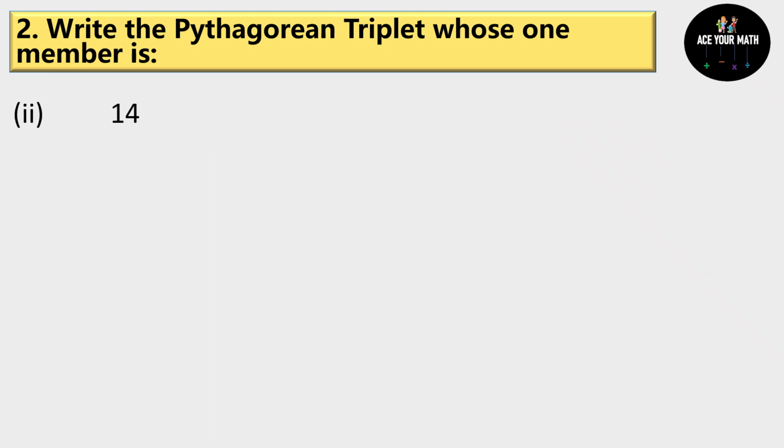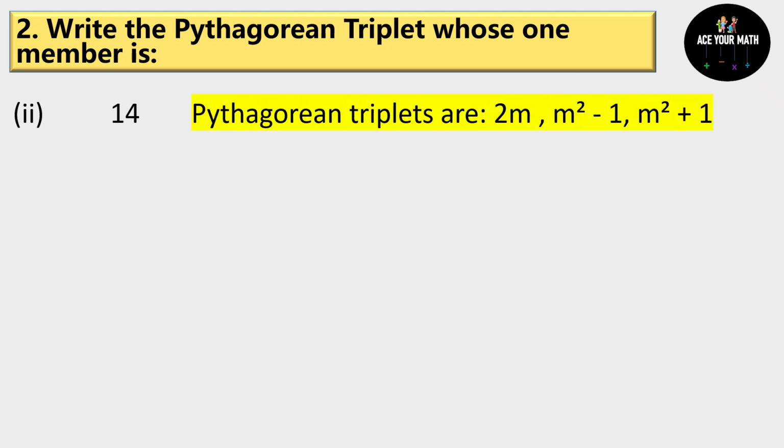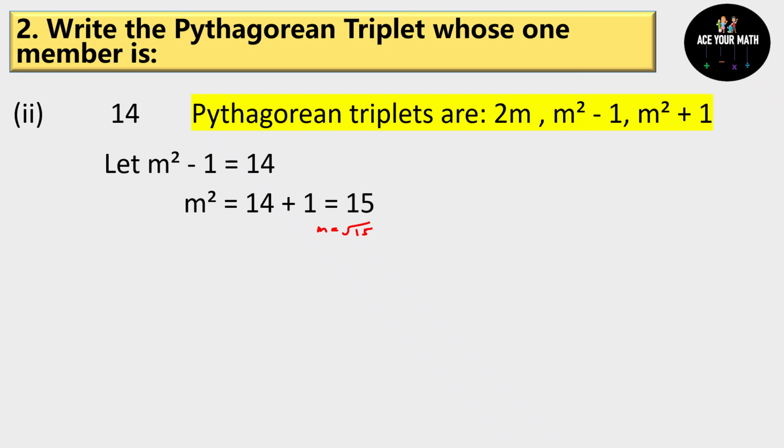Now in the next sum, the value of one member is 14. How do we find the other two? We will use the same formula: 2m, m square minus 1, m square plus 1. You can start from anywhere. Let's say I'm assuming m square minus 1 equals 14. So what is m square? M square will be 14 plus 1, which is 15. So m is root of 15. Root of 15 will not give me any integer value. So we can't take m square minus 1 as 14. We will assume the other one.